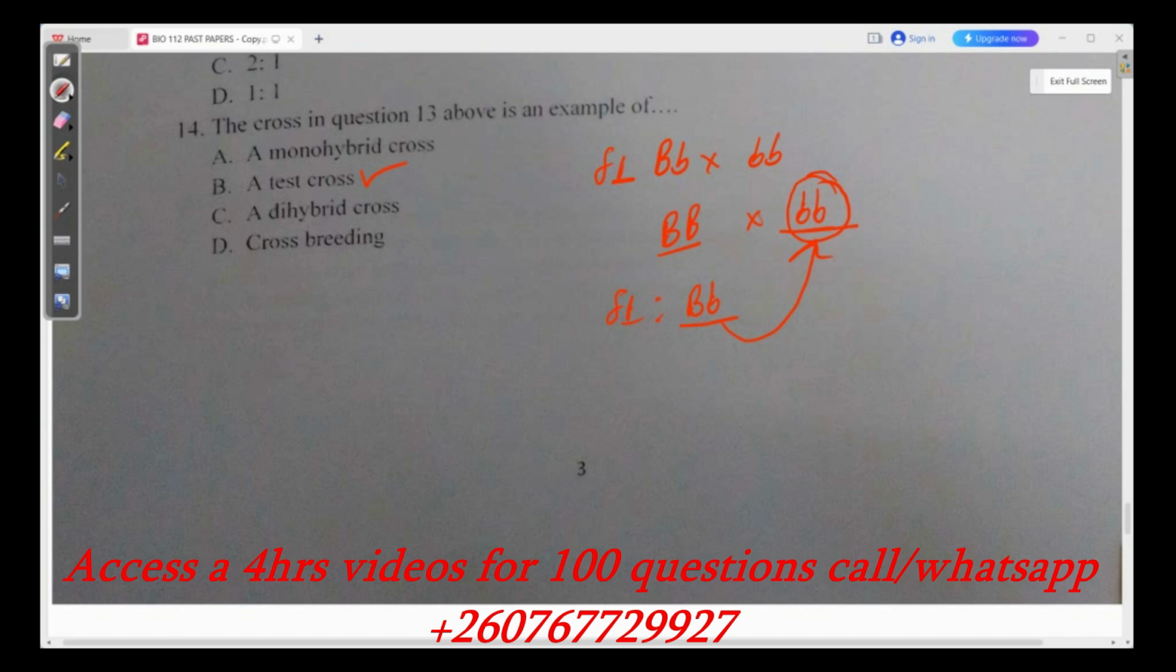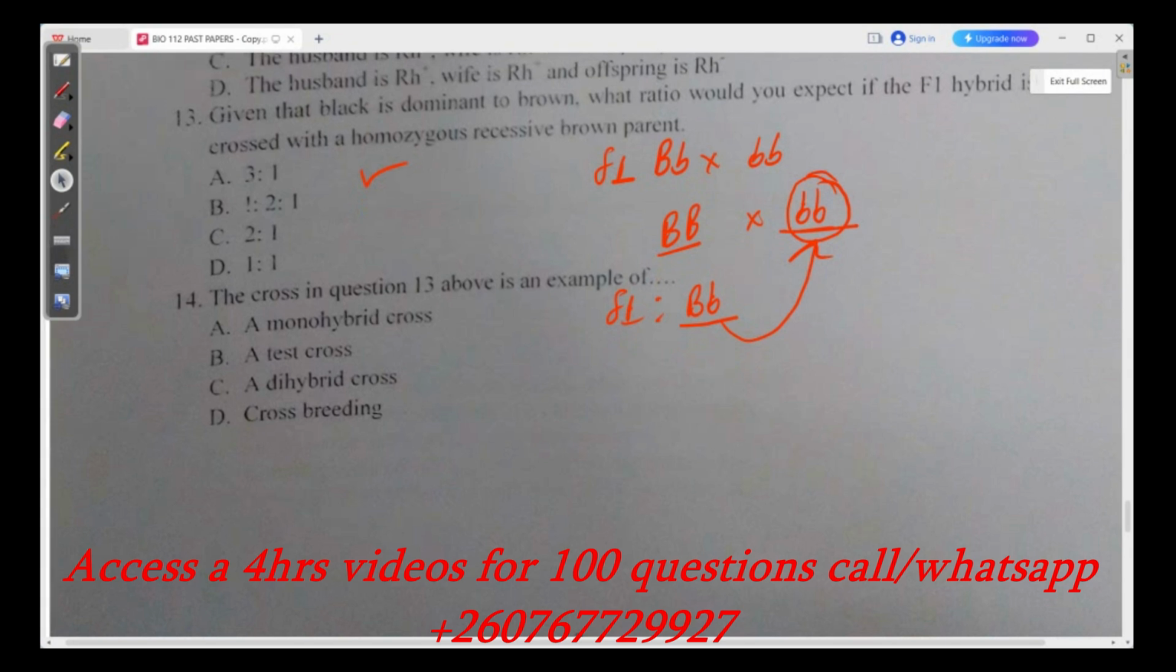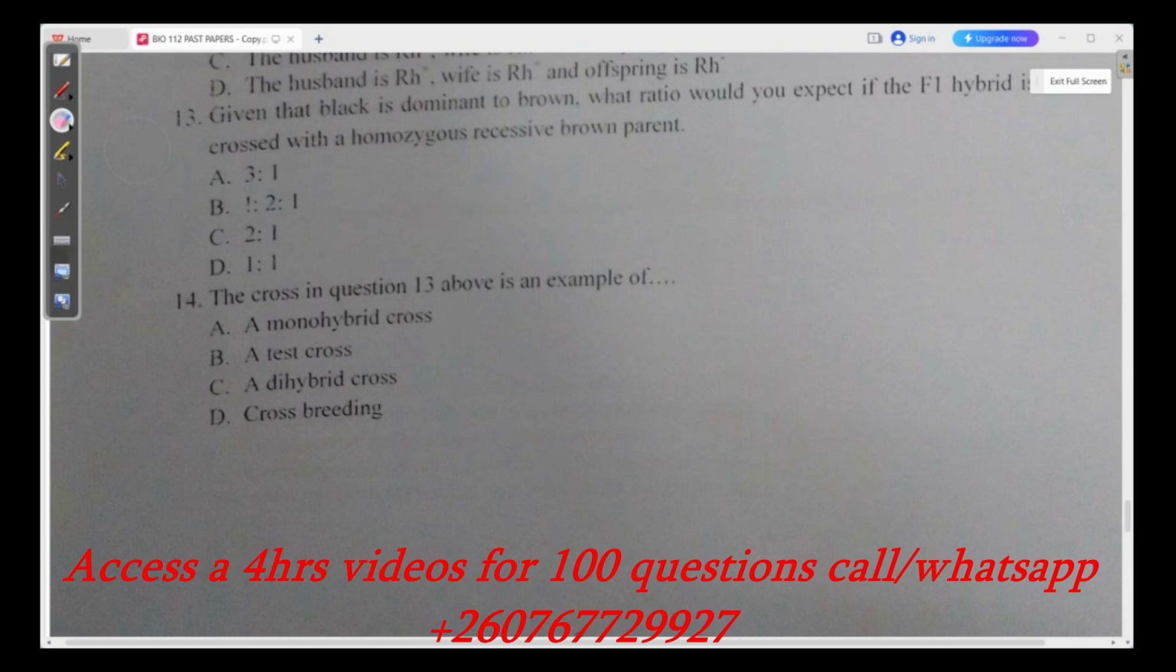And when you conduct that cross, you are going to have... wait, what did we say on question 13 again? So the answer on question 14 is test cross. So question 13, what did we say first?